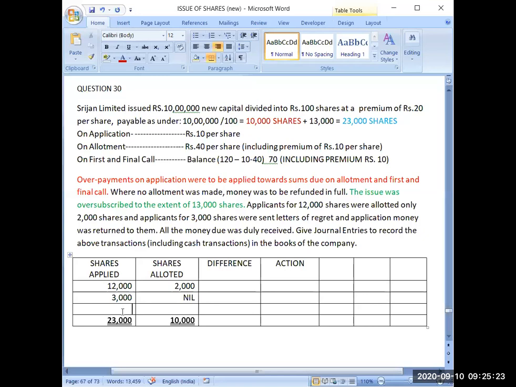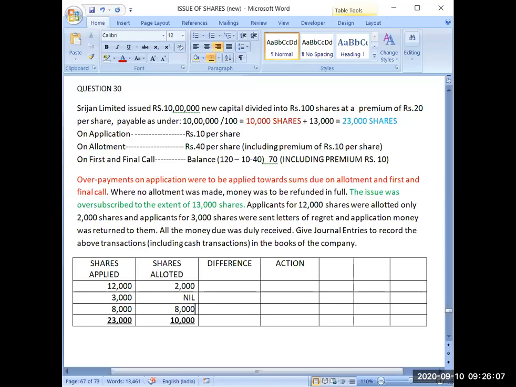Now see, 12 plus 3, 15. So 8,000 is missing. So I have to find what we have done for this 8,000 shares. Now come to this side, 10,000 minus 2,000. Here also the answer you are getting is 8,000. Which category is it? Full allotment, nil allotment or pro rata allotment? Yes, full allotment. Full allotment will never create any problem. You always remember this. Nil allotment will also not create any problem. Only pro rata allotment has to be solved carefully.